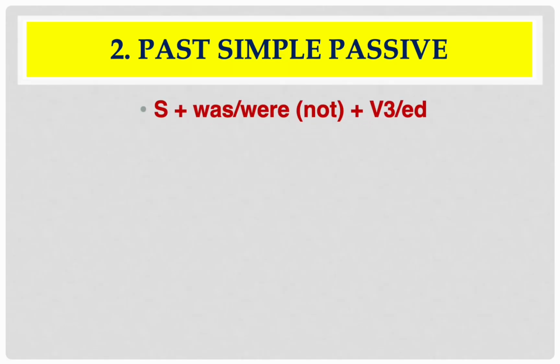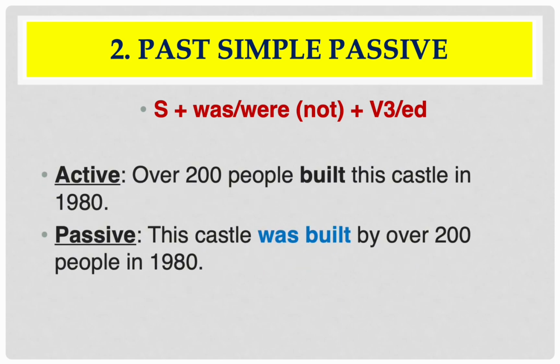In the past simple passive, we use was, were plus past participle. Notice in this example, the verb built in the active sentence has changed to was built in the passive sentence. Was shows the past simple tense. Built is the past participle of the verb. So, to form a past simple passive sentence, we always use was, were plus past participle.